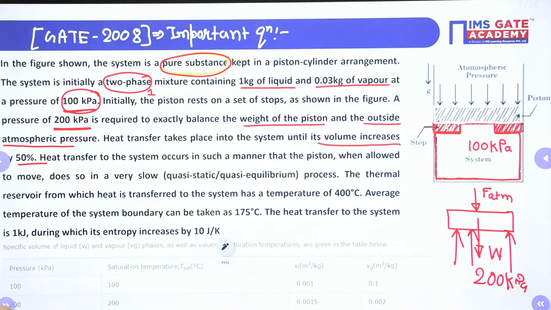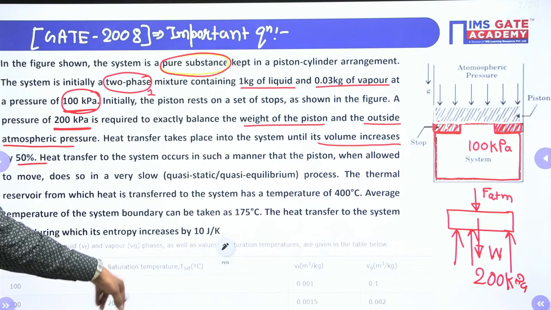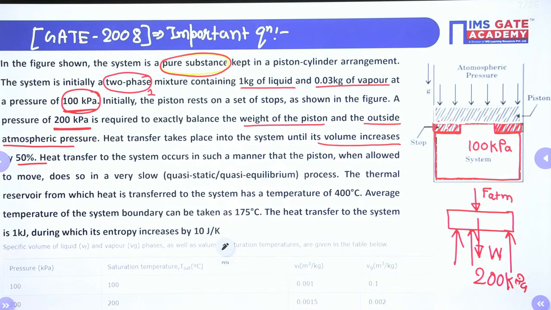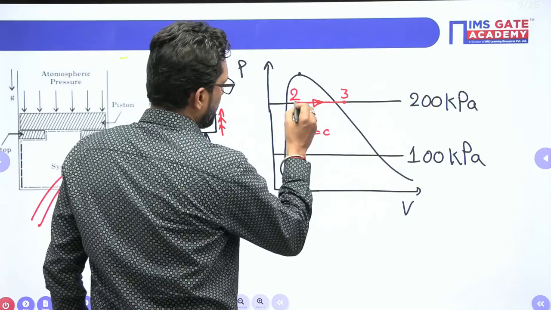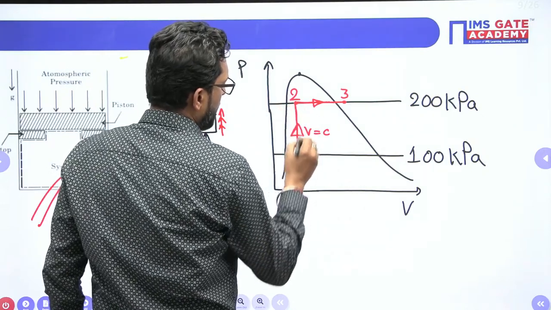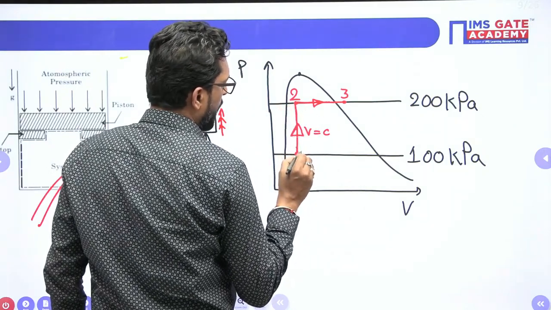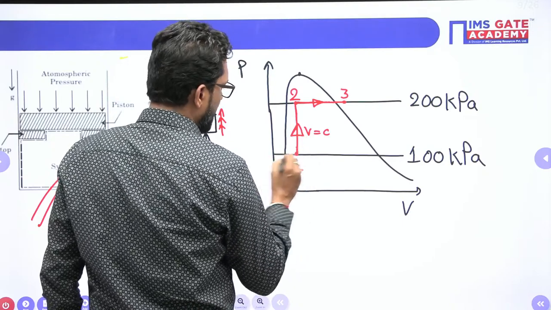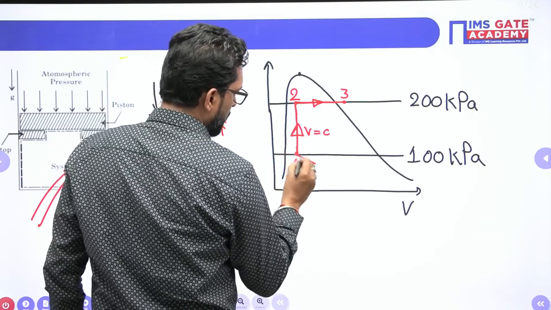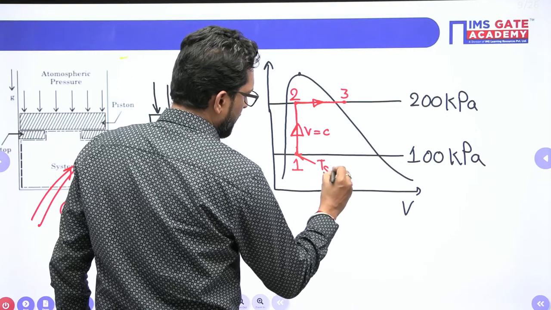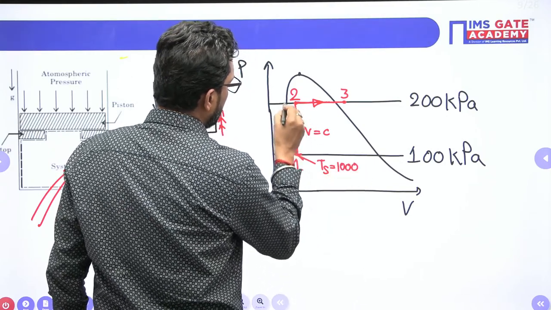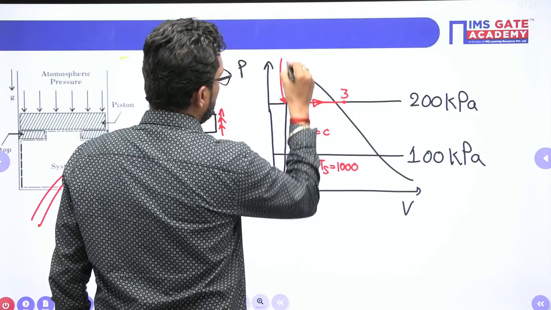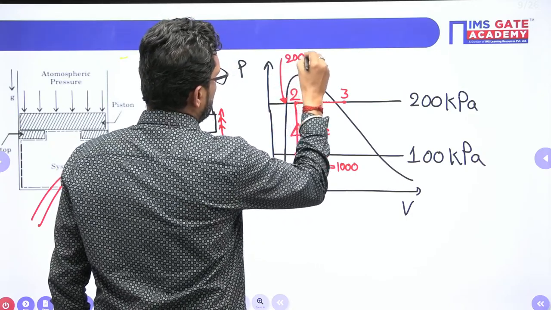See, at 200, what is the saturation temperature? 200. At 100, what is the saturation temperature? 100. Okay, beta. So this is the 100 saturation temperature. That means at this point, T sat is 100, and at this point, T sat is 200.